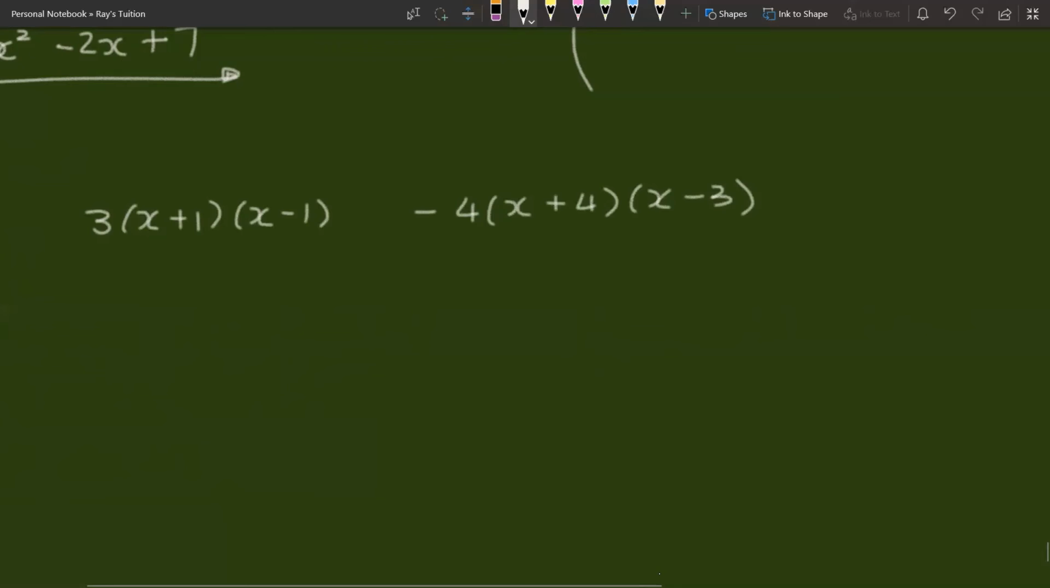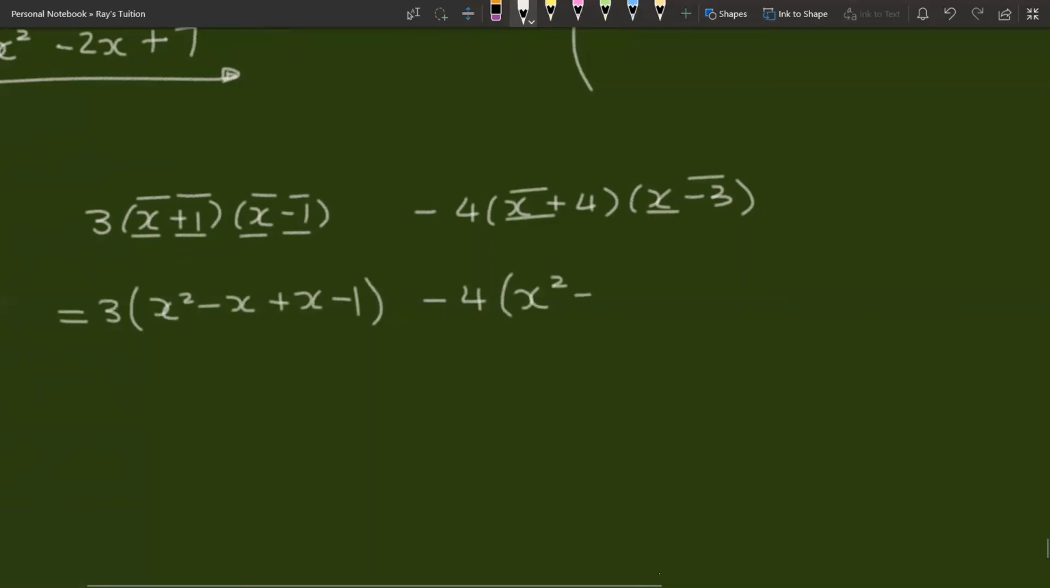So this one here, again, we're first going to deal with the foiling before we deal with the numbers outside. So I'm going to FOIL this. So this here is 3 times, now I'm foiling, so x times x, which is x squared, x times minus 1, which is minus x, x times 1, which is positive x, and finally minus 1 times 1, which is minus 1. Similarly, let's FOIL over here. X times x is x squared, x times negative 3 is negative 3x, 4 times x is 4x, and finally 4 times negative 3 is negative 12.